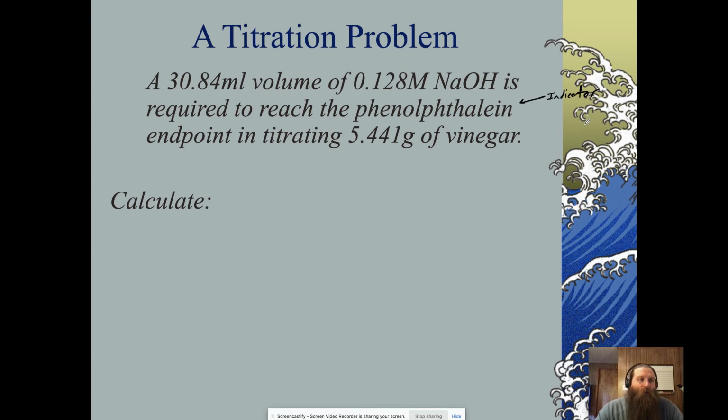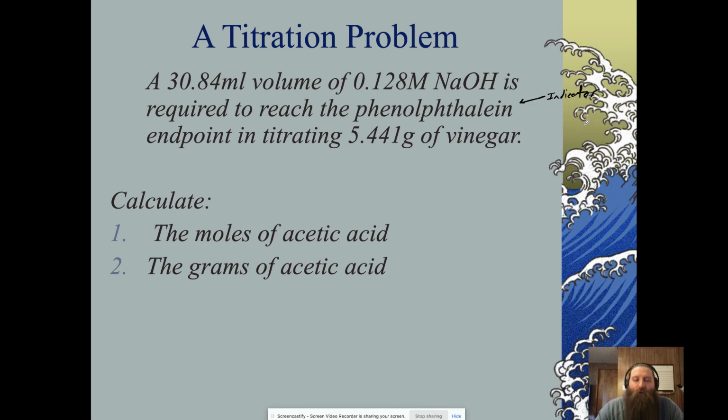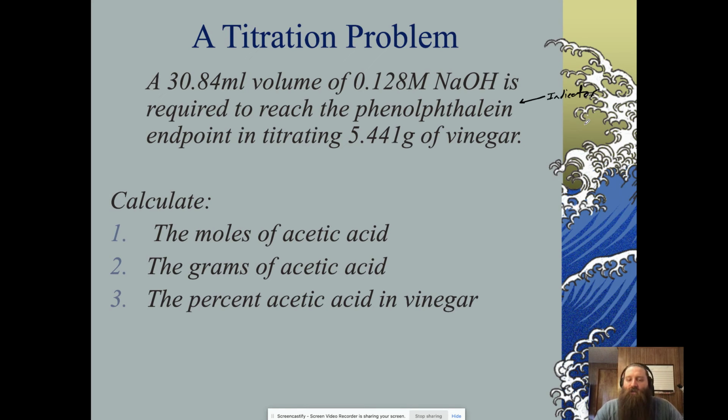So we want to calculate the moles of acetic acid that are present in vinegar, and that is the acid that is in vinegar. As I said earlier, we're going to talk about acetic acid. We want to figure out how many grams of acetic acid are present in that 5.441 gram sample of vinegar. And we want to find the percent of acetic acid in vinegar. We can find all of these things from this titration problem.